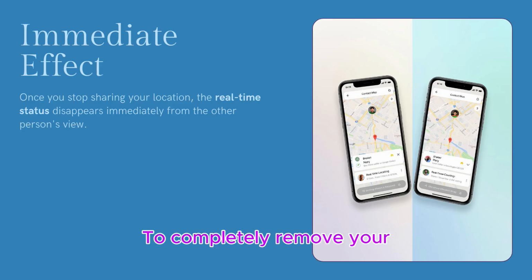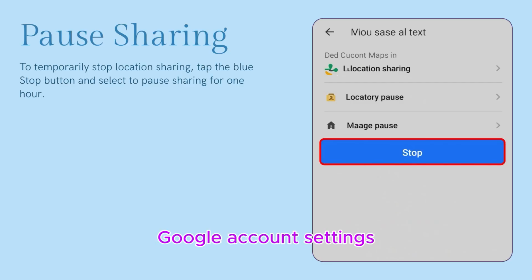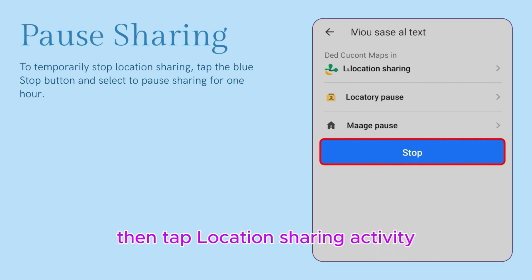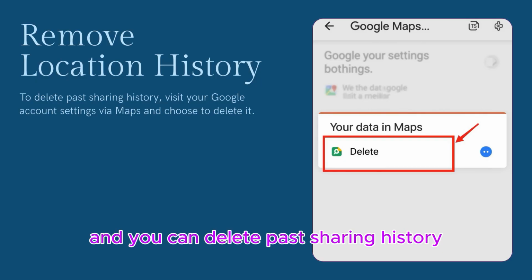To completely remove your shared location history, you must also go to your Google account settings. In the Maps app, tap your profile picture, go to your data in Maps, then tap location sharing activity, and you can delete past sharing history.